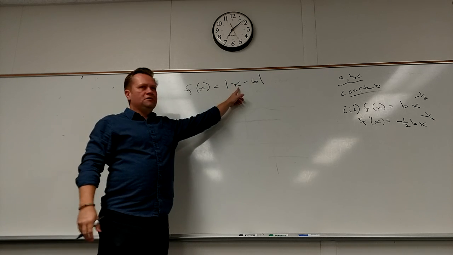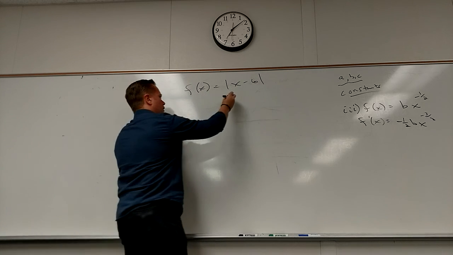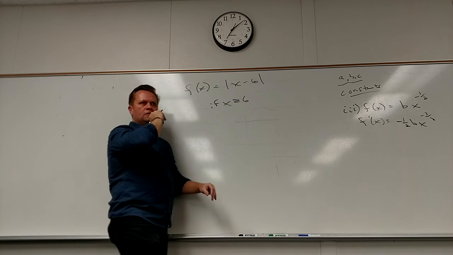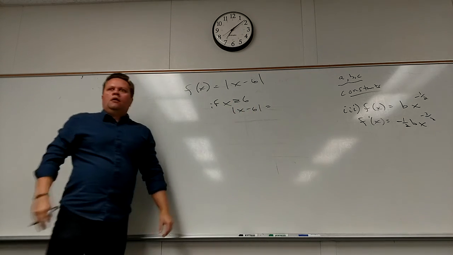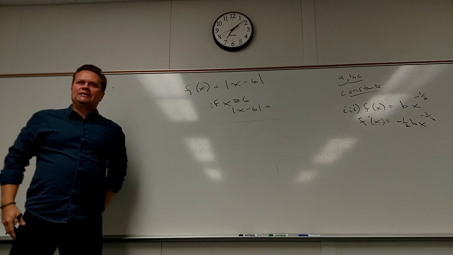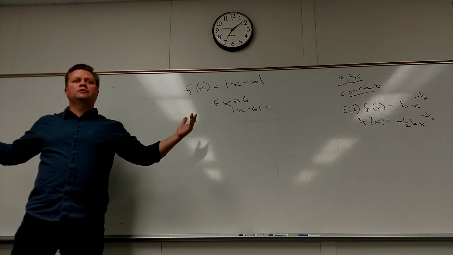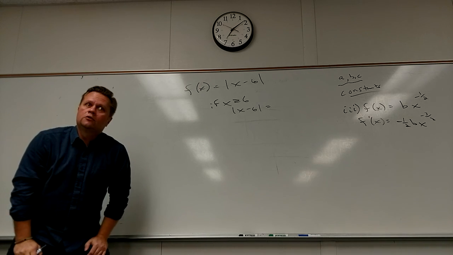If that's 7, in fact, you need to be able to do this anyway for this problem. If x were at least 6, how can I rewrite this? What kind of number is inside if x is at least 6? What kind of number? Because what's an absolute value do to a number? It depends on if it's positive or negative. So which one of those is it?